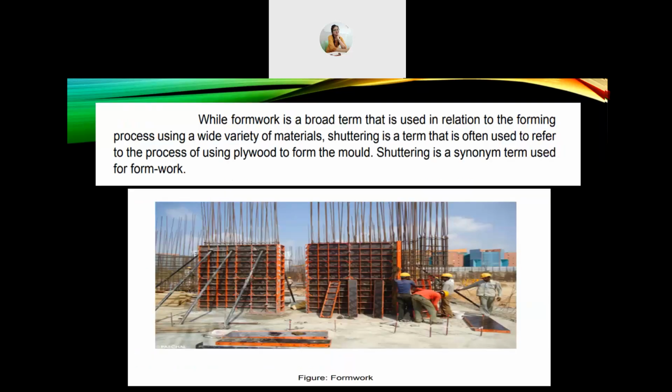While formwork is a broad term that is used in relation to the forming process using a wide variety of materials, shuttering is a term that is often used to refer to the process of using plywood to form the mold. Shuttering is a synonym term used for formwork. Here you can see the picture of a formwork.